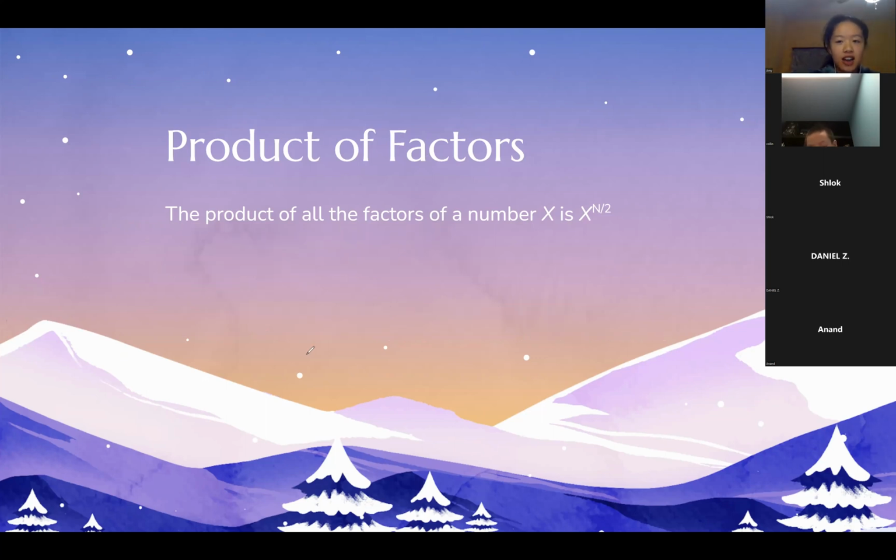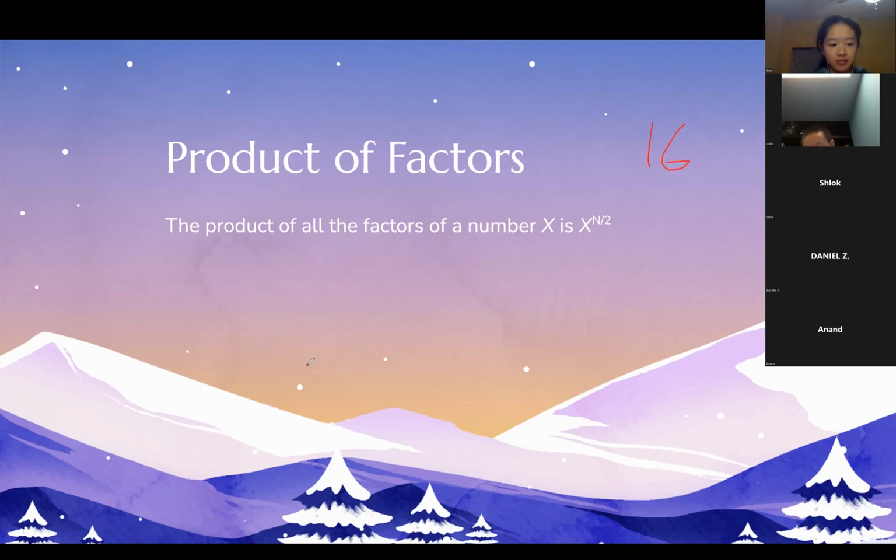But there is one problem though. What if I ask you what's the product of all the factors of 16? Now the thing with 16 is that it's a perfect square. So there is a very important problem. How many factors of 16 are there? There's 5 factors, exactly. So if you raise 16 to the 5/2 power, what does that mean?